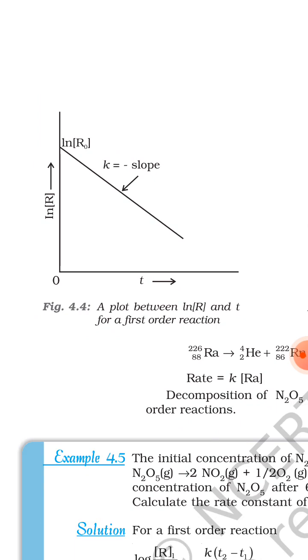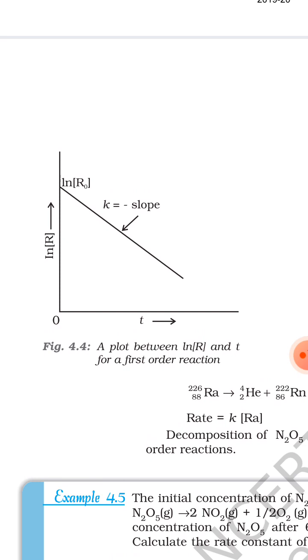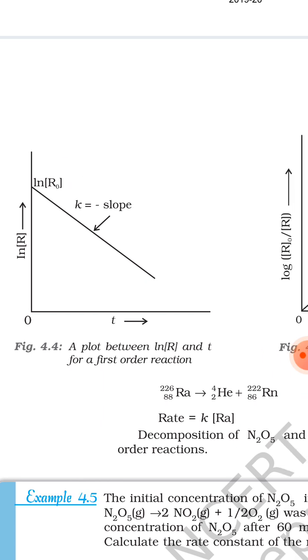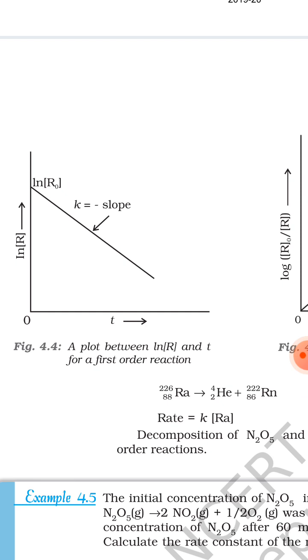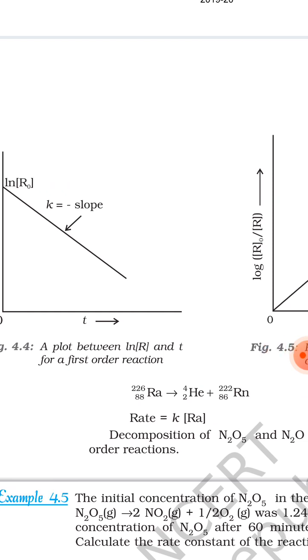For this graph, the kind of formula I use is where ln R, that means the concentration of a reactant, is on the y-axis, ln R0, that means the log of the initial concentration of the reactant, is the intercept, and k is equal to minus slope, which means minus the slope is the rate constant. So this is a plot between log of concentration of reactant versus time for the first order reaction.